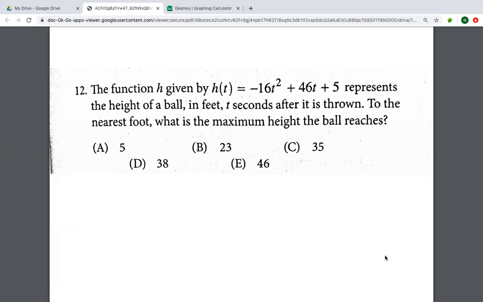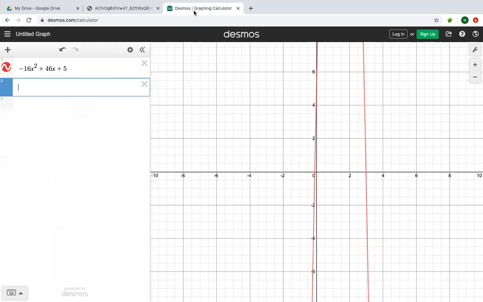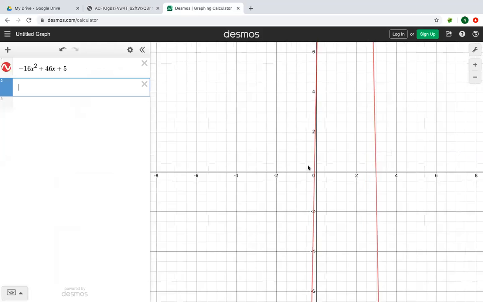I would say, wait, so H is, yeah, okay. So when is the maximum height, is it when t equals 0? In this case, it is not. So I graphed it on Desmos really quickly.